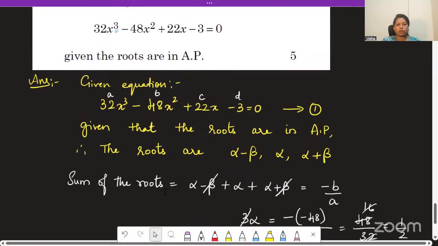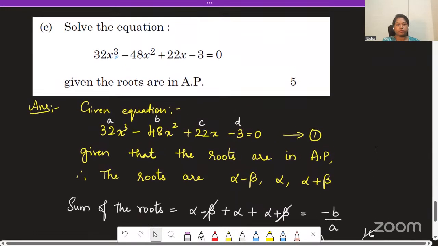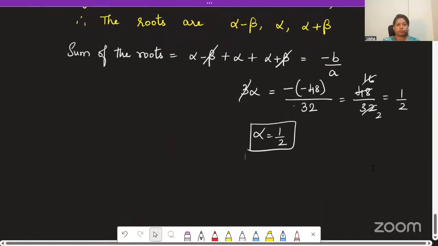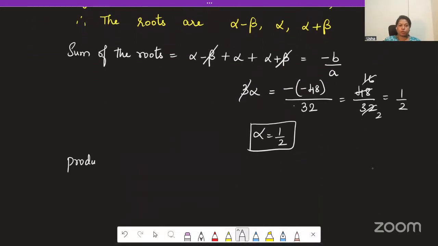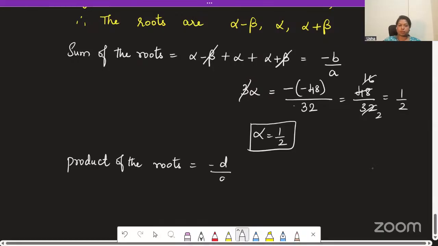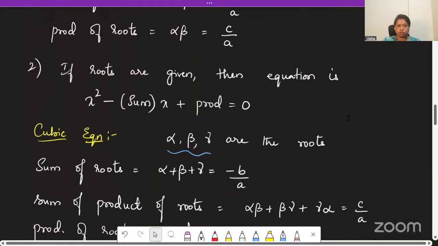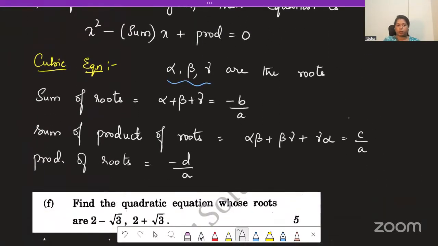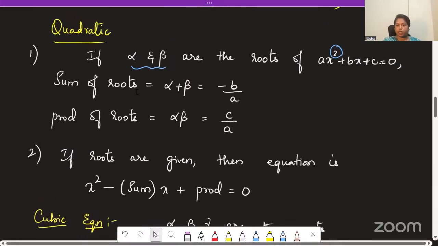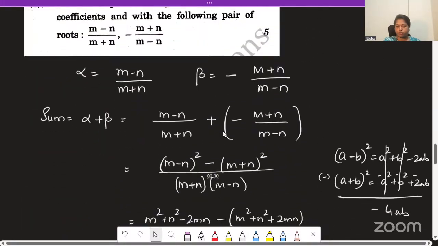For this, we will take the product of the roots. What is the product of the roots formula? Product of the roots is minus d by a. This you have to practice. This you have to memorize. See, here we have written this, no? For a cubic equation, sum is minus b by a. Sum of products, that is two numbers at a time, you will get c by a. Product of all the three is minus d by a. And for a quadratic equation, it is this. This you have to memorize.